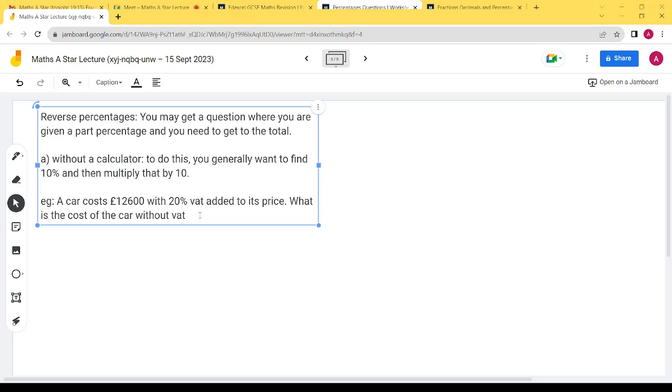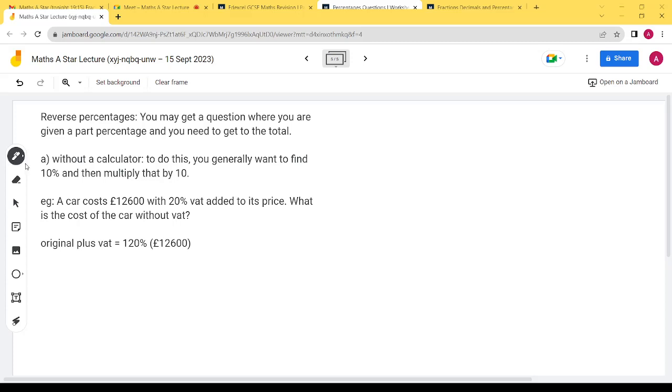All right, so to calculate this, the original plus that equals 120%. So that equals the 12,600. So that's the total we've got at the moment because we've got the price with that. It's not 100% of the original. It's the original, which is the 100%, plus the 20% VAT, and so it is 120%.